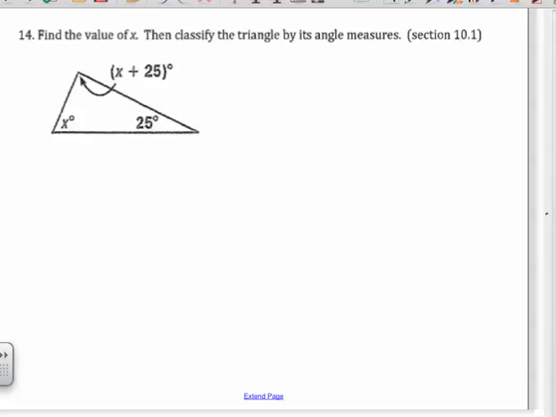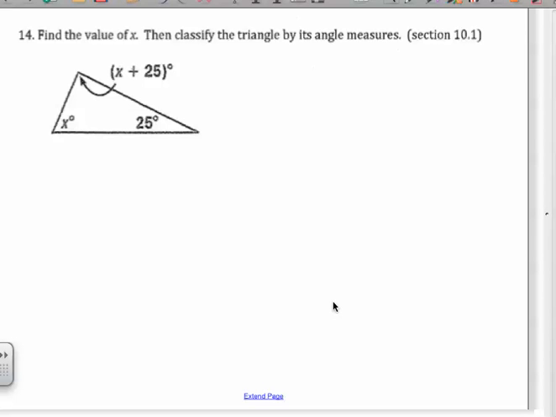Remember, we can have an acute triangle, we can have a right triangle, or we can have an obtuse triangle. I know what this looks like, but I can't trust what it looks like. I have to actually find the measures, okay? Because this thing may not be drawn to scale. It may not look like it actually does look like, okay?